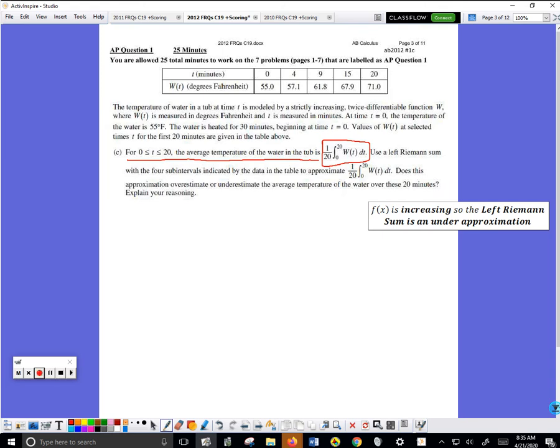So I want to always do that first before I go on. So I always write down the integral. So I'm doing 1 over 20 integral from 0 to 20 of W of t dt. And that's going to be approximately equal to, don't forget the 1 over 20.